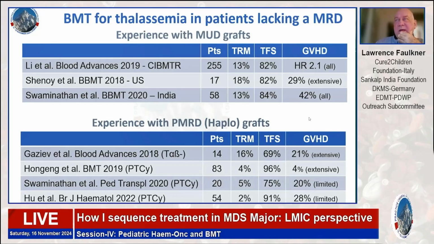There may be a suggestion that unrelated transplantation may be associated with a higher incidence of graft versus host disease, while haploidentical may have more rejection. But presently there is no strong evidence that one is much better than the other.